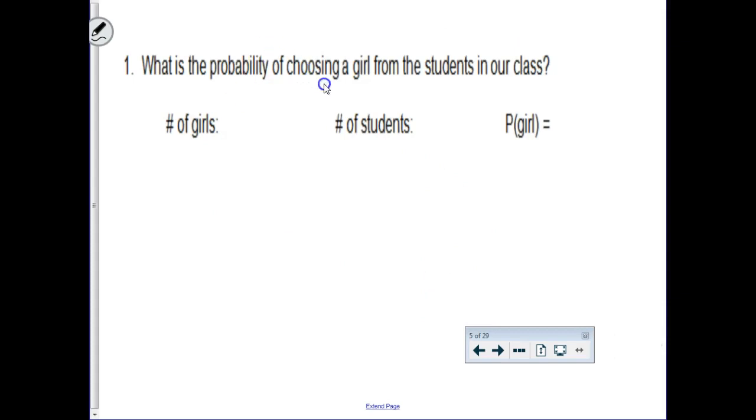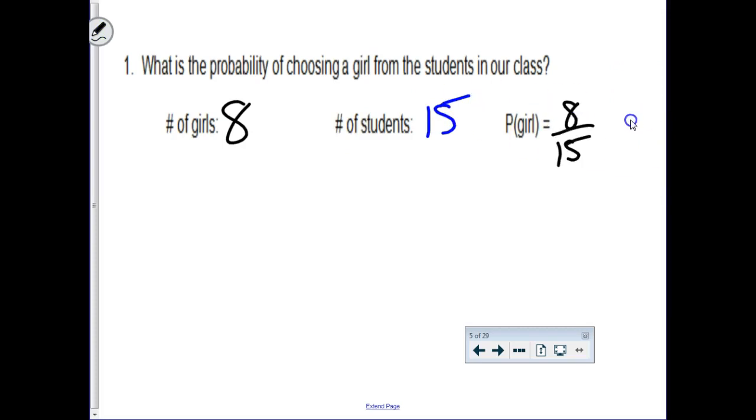So the probability of choosing a girl from this class, now I gotta count. 1, 2, 3, 4, 5, 6. Just pretend you're all girls. 7. Did I get 1, 2, 3, 4, 5, 6, 7. So today there are 7 girls. How many total students? Oh, you just came in and ruined my count, yes. There's 8 girls now. All right. So number of students. 1, 2, 3, 4, 5, 6, 7 more. Okay, there's 15 total students. So the probability of me randomly selecting a girl from today's class would be 8 out of our total 15.